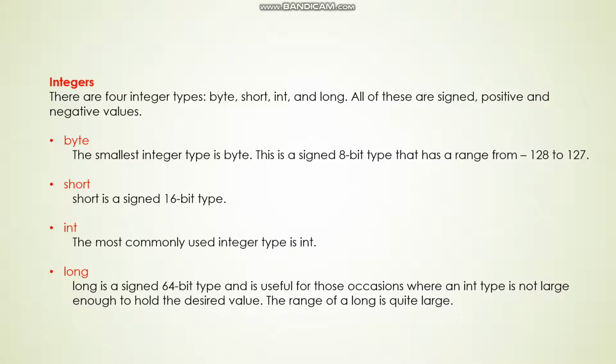And the width of an integer type should not be thought of as the amount of storage it consumes. As I have told earlier, the width of long, int, float. Now byte. What is byte? Among the 4 integer types, byte is one of them. Byte is the smallest integer type. It is a signed 8-bit type that has a range from -128 to 127.